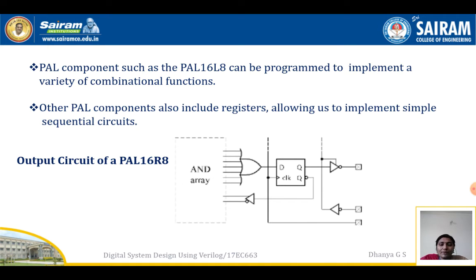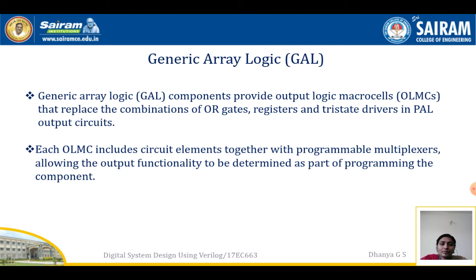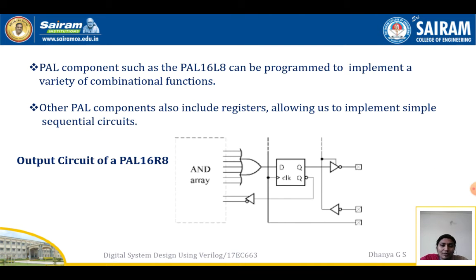So initially we have seen the internal circuit of a PAL. Now we are seeing the output circuit. You can see over here you have an AND array, then you have a flip-flop and a buffer. You can see the output. The same thing we have shown over there in the initial stage. I have shown you only the output structure over here. It consists of an array, the tri-state buffer as well as an inverter and a flip-flop, which gives you the output.